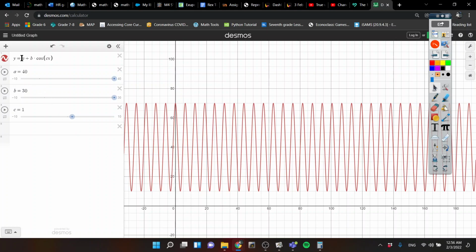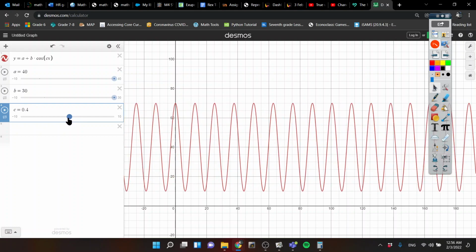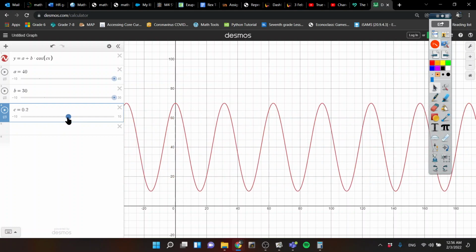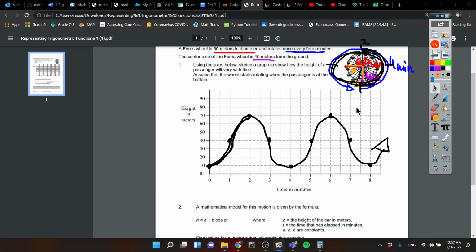A, we can see, shifts things up and down, and the A value is the middle of our circle. B then made the Ferris wheel bigger, and B equals 30, that was the radius of our Ferris wheel. And then C, we can see it messes with time, like this makes it go faster, this makes it go slower, and so we need some measure of time to be able to mess around with C.